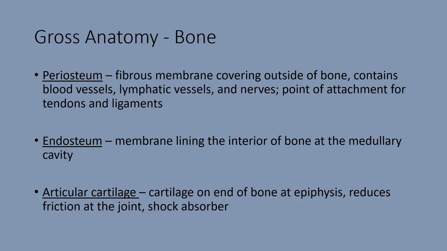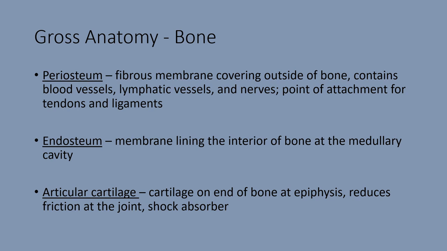Still continuing with looking at the gross anatomy, what you can see, the periosteum. Osteum refers to bone, so whenever you see that osteum, that's going to clue you in you're talking about the bone. Periosteum is this fibrous membrane that's covering the outside of bone. It does contain blood vessels, it'll contain lymphatic vessels, it'll contain nerves. This is the point of attachment for a lot of tendons and ligaments, and it almost becomes continuous with it. It just sort of merges, like the end of the tendon or the end of the ligament just merges with the periosteum. It's a protective layer for the bone.